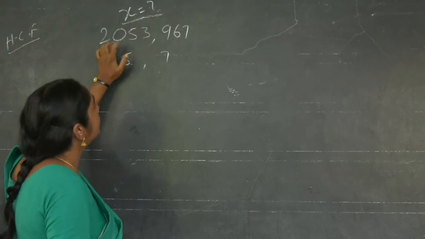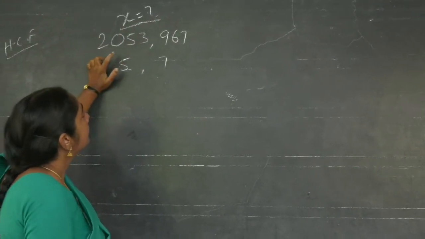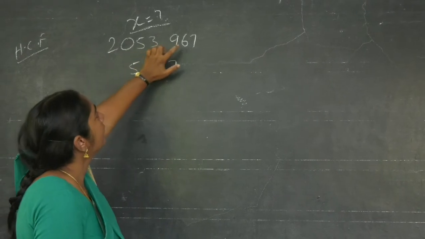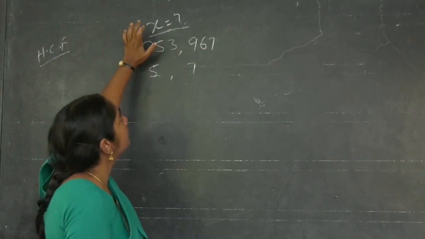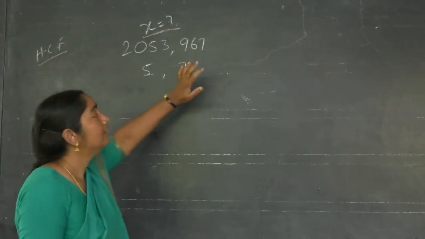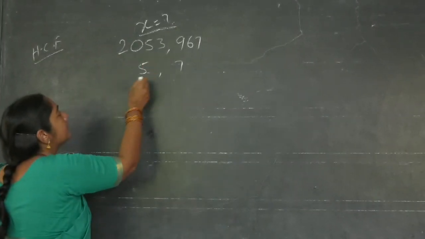See, when we divide the first number with that highest number x, the remainder must be 5, and when we divide the second number with x, the remainder must be 7. What is this number x? That is the question here. So we have to subtract the remainders.